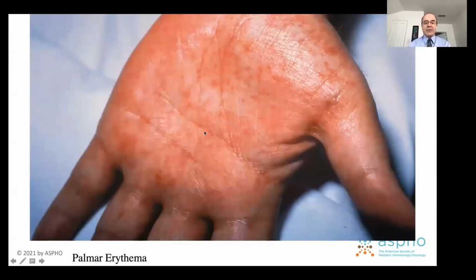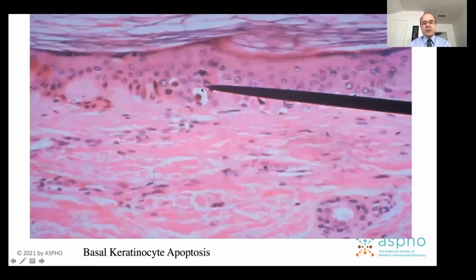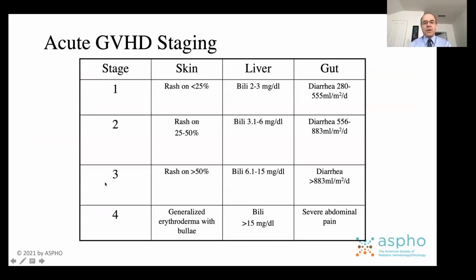This is a classic palmar rash, which can occur with acute GVHD. This is a diffuse rash, which you can see is covering most of the upper part of the body of this individual. It's associated with apoptotic cells in the skin dermis. And when it happens in the intestine, it is associated with significant apoptosis in the basilar crypts.